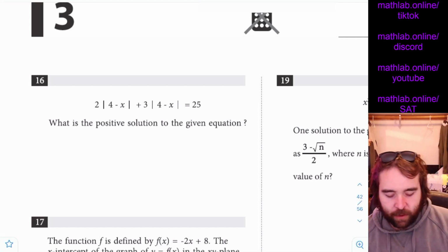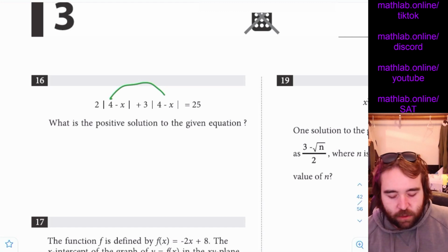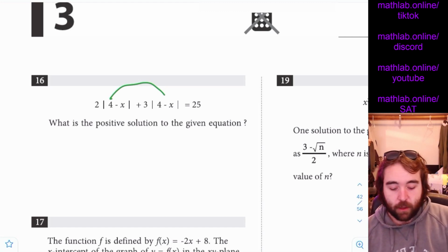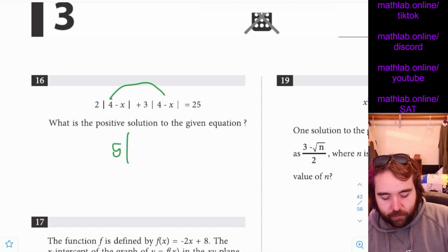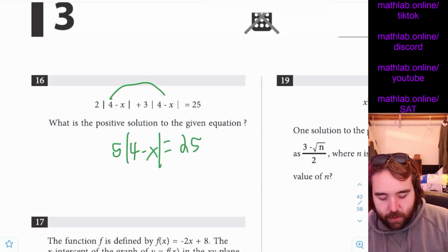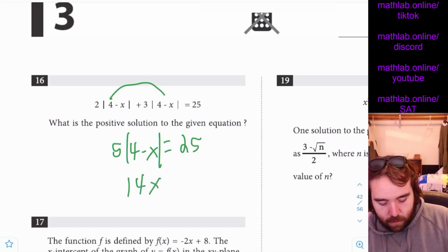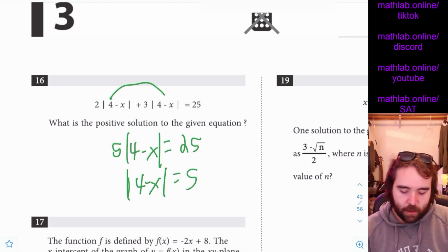So we have 2 absolute values. You're not usually used to that. But look how we have 2 of that plus 3 of the same thing. So that really just means we have 5 of that thing. If those were different, it would end up being a lot harder, but they're the same, so it should be fine. And now, before we even deal with the absolute value, we can divide by 5.